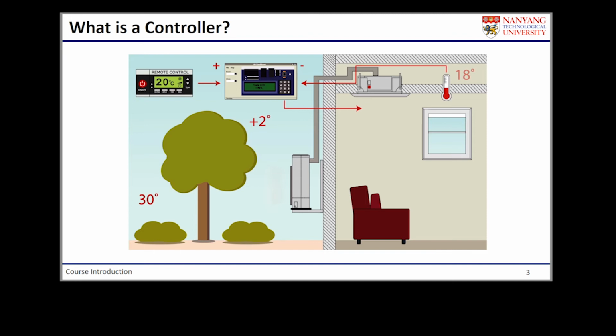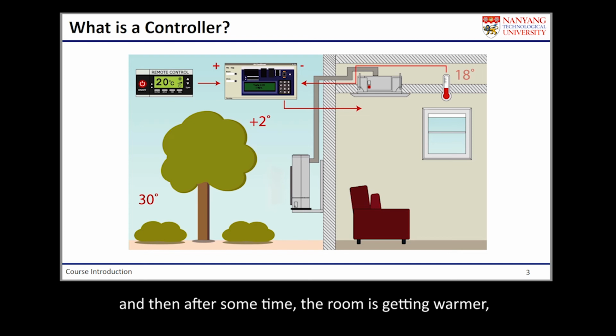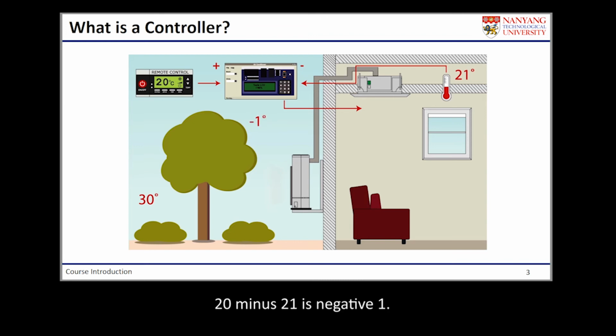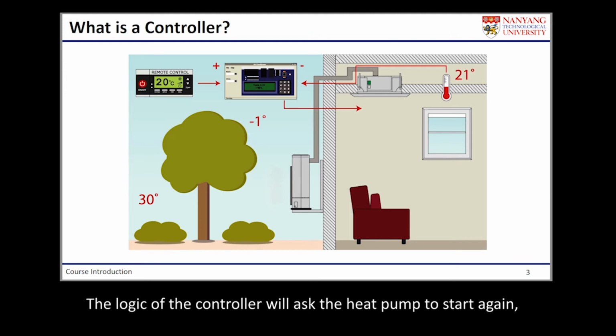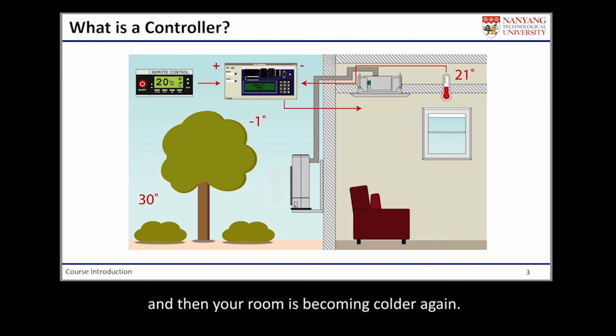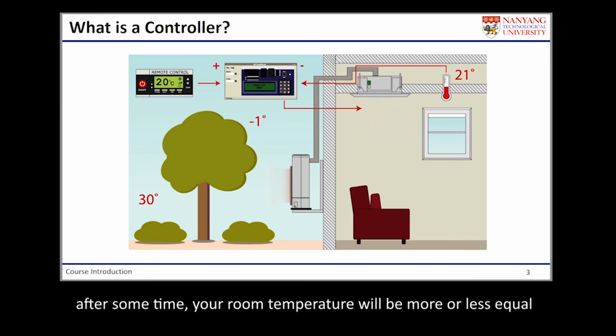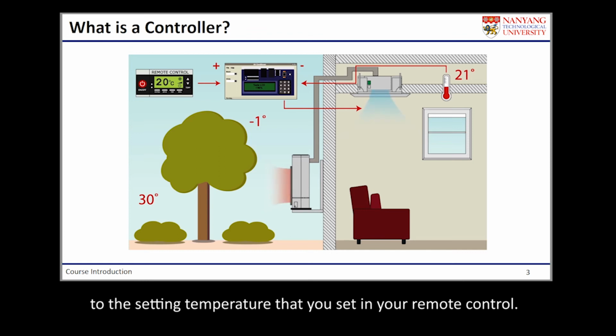Okay? And then after some time, the room is getting warmer, and then it is becoming 21. 20 minus 21 is -1. The logic of the controller will ask the heat pump to start again, and then your room is becoming colder again. This will happen iteratively, and then expectedly after some time your room temperature will be more or less equal to the setting temperature that you set in your remote controller.